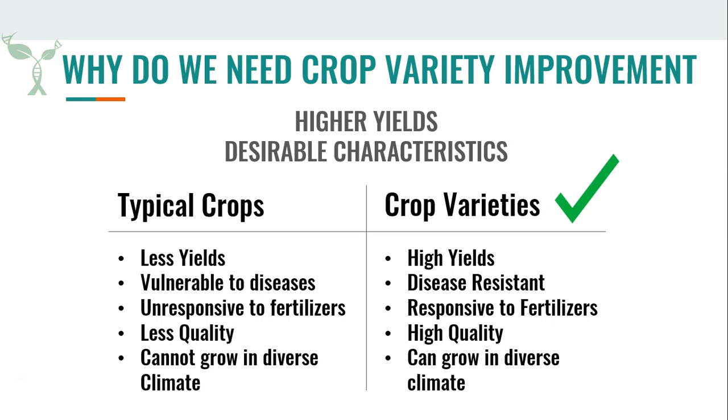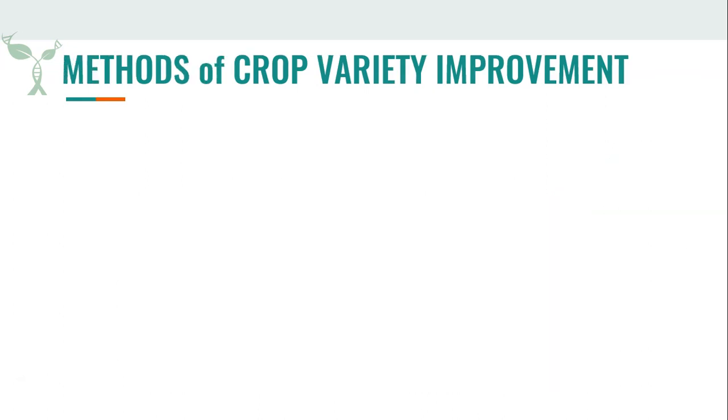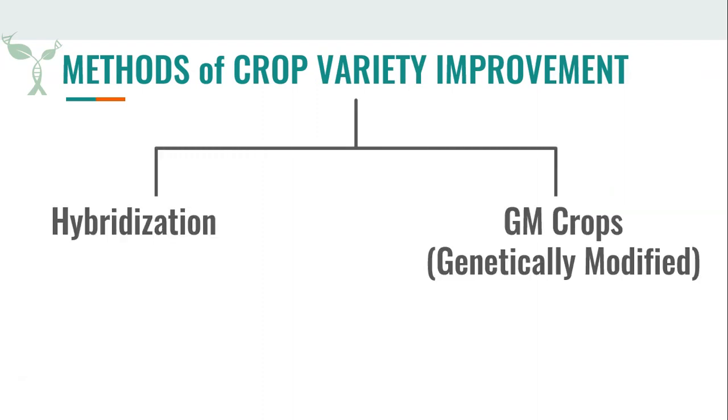But this raises another question. How are these crop varieties even produced? And what are they? What are the methods? The methods of crop variety improvement. There are two major ones: hybridization and GM, genetically modified crops.